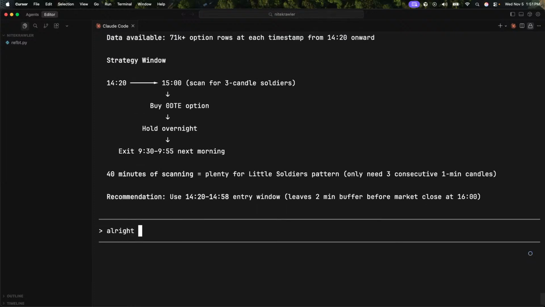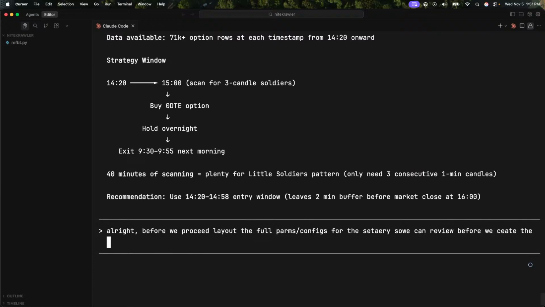All right. Before we proceed, lay out the full params slash config parameters for the strategy so we can review before we create the backtest.